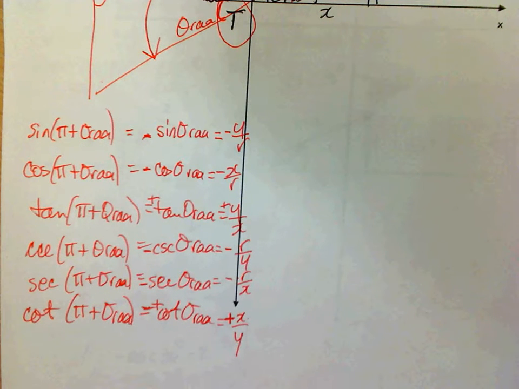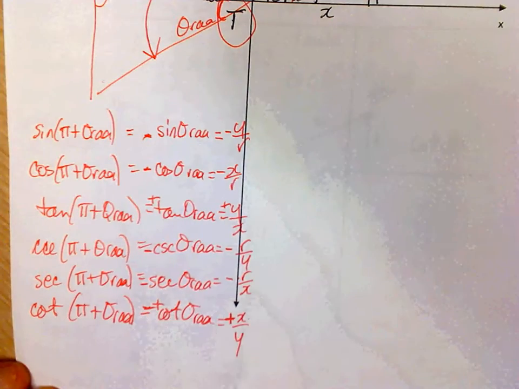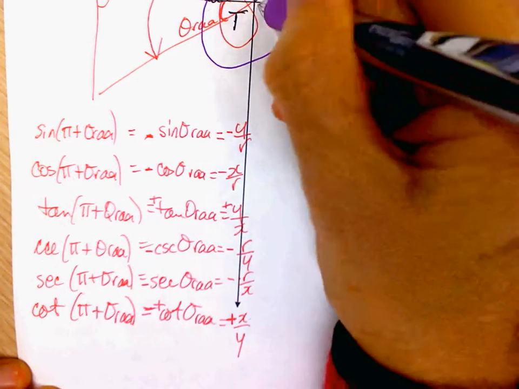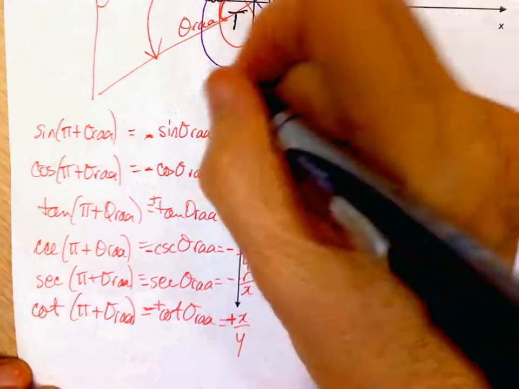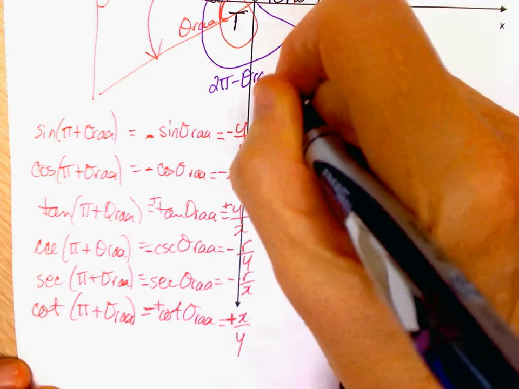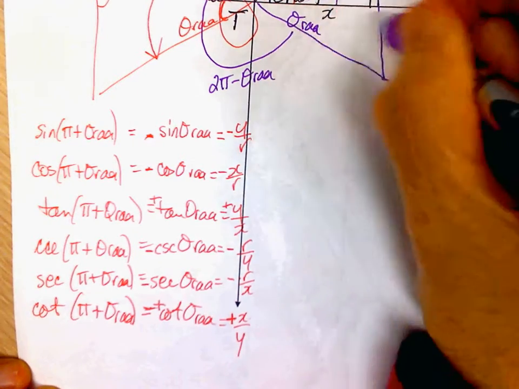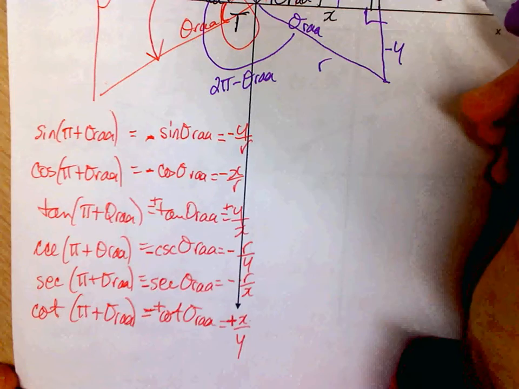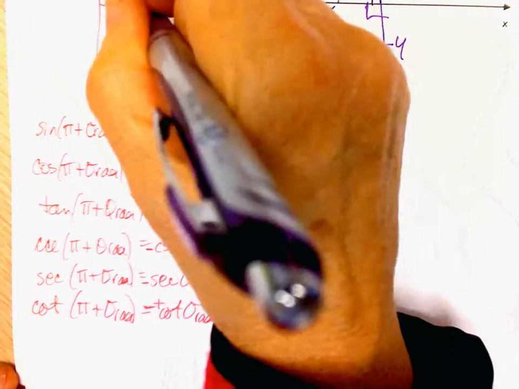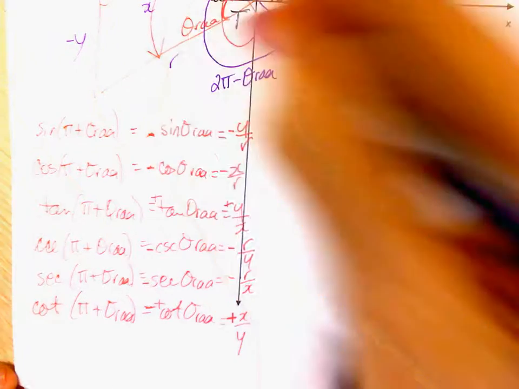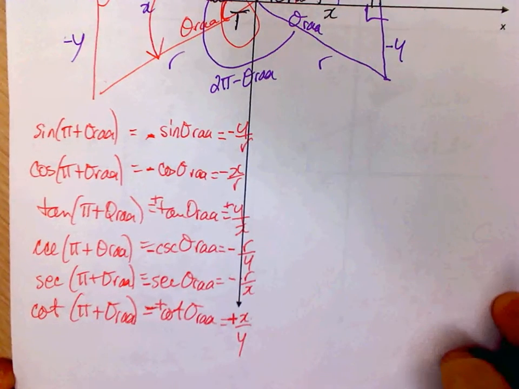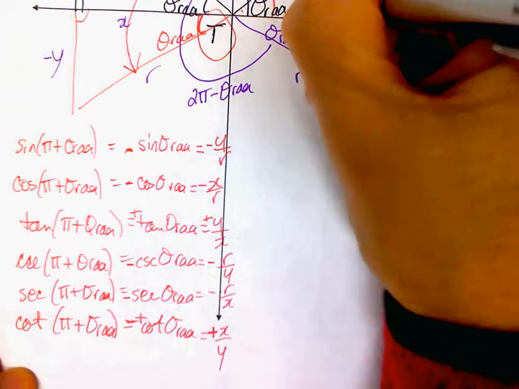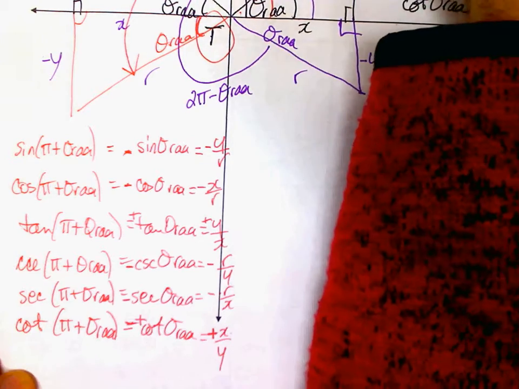Okay, now we're doing 2 pi minus theta RAA. So here y is negative, r is always positive. Okay, I'm working on this angle now. 2 pi minus theta RAA.